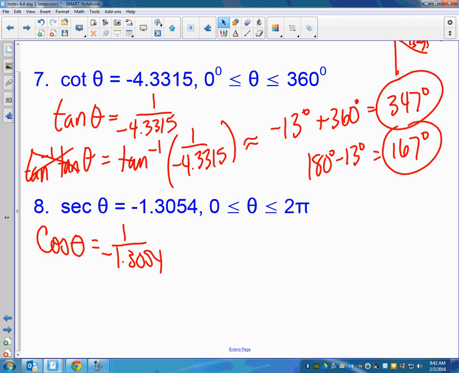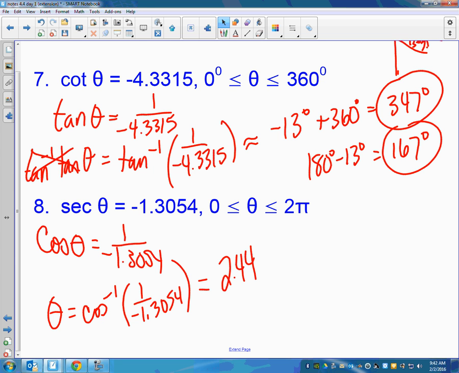And then if I'm solving for theta, I'm going to do inverse cosine. That's how I get an angle out of my calculator. So 1 over negative 1.3054, in radian mode, should tell me what angle has that cosine value. So inverse cosine of 1 divided by negative 1.3054. And going to 2 decimal places, 2.44 radians. Did you get 2.44 radians? What quadrant would 2.44 radians be in?